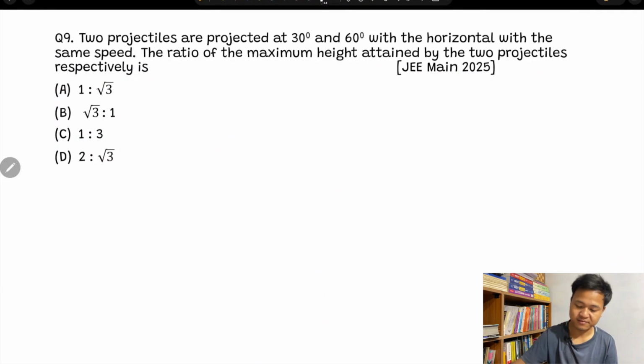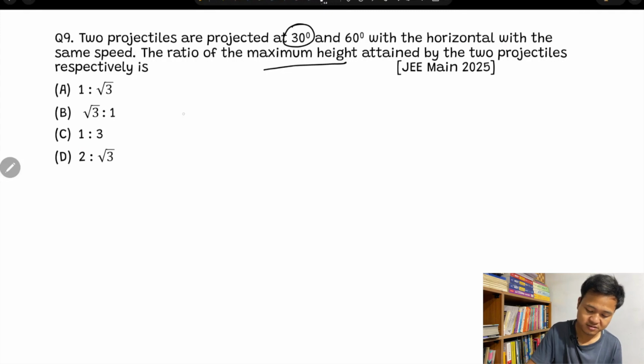So next is a JEE Mains question. Okay, I'll give you the hints. The question is about a ball: you just have to find the maximum height and take the ratio. For the first one you have 30 degrees. The second angle is 60 degrees.